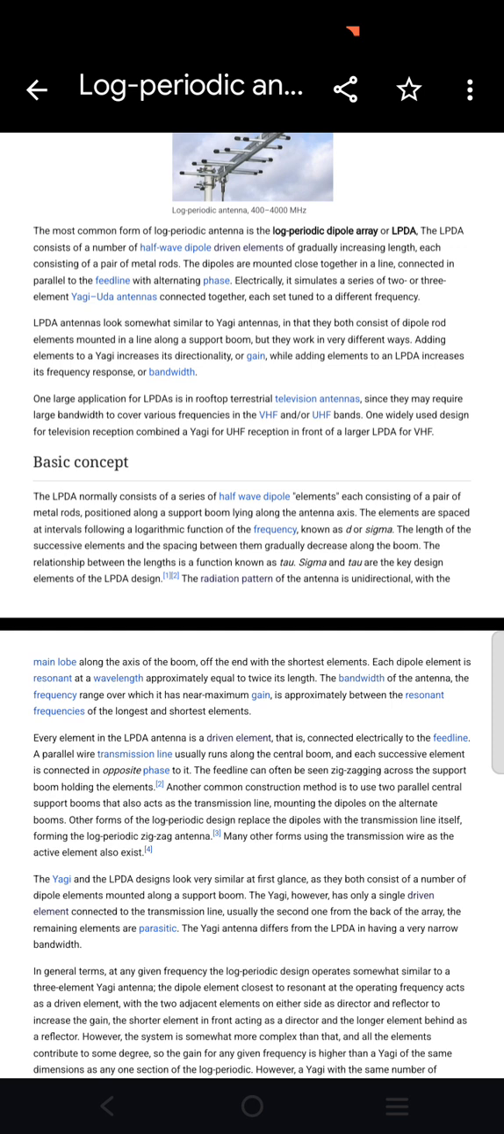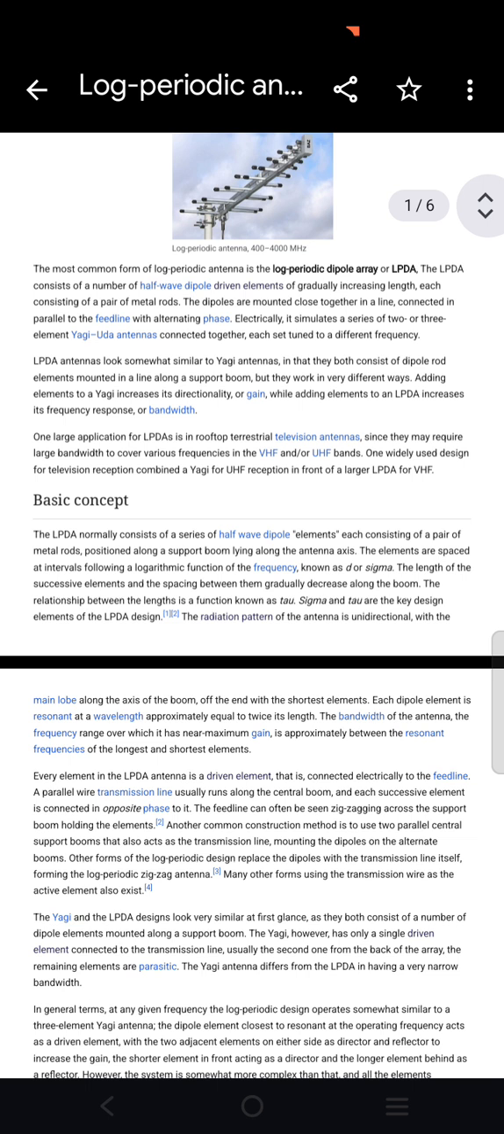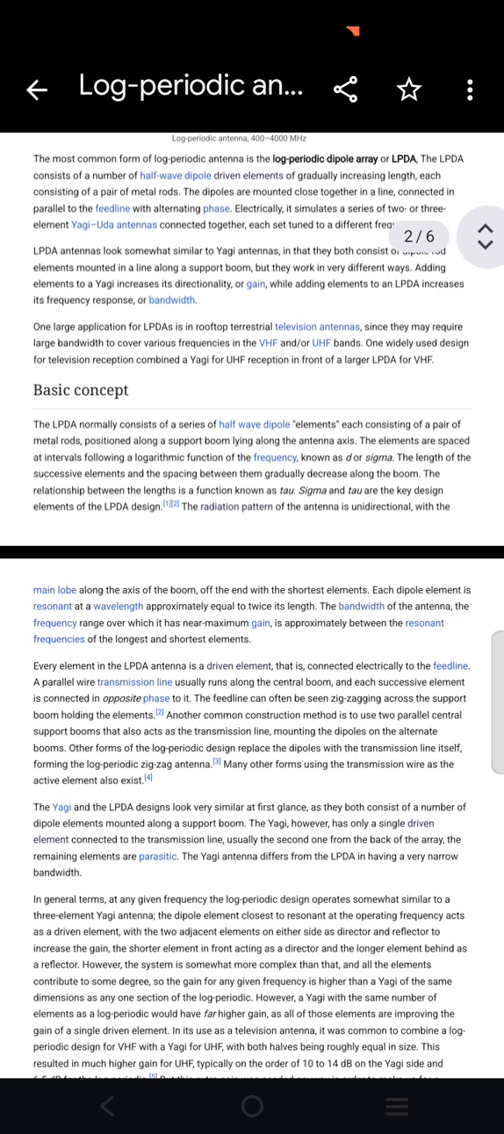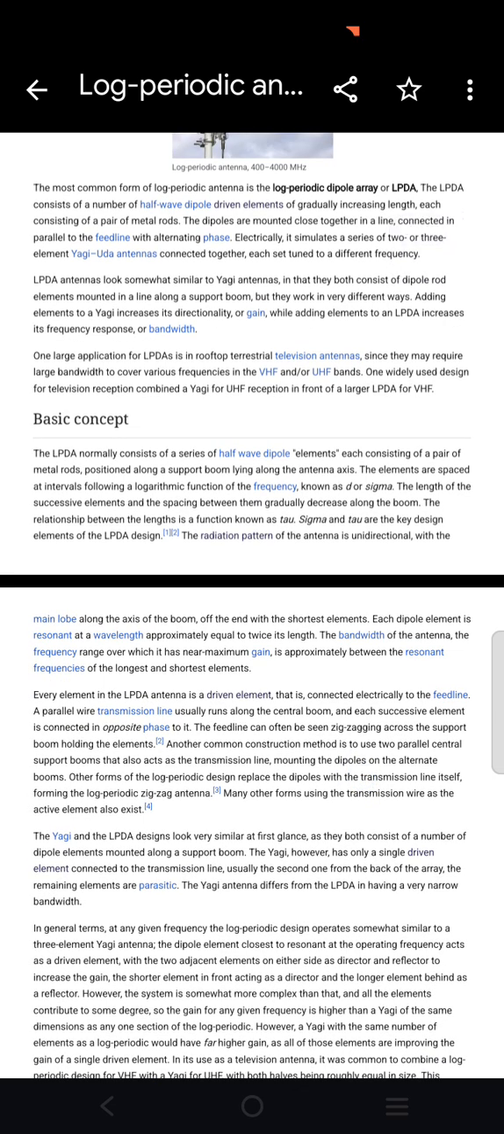A log periodic dipole antenna looks somewhat similar to a Yagi antenna in that they both consist of dipole rod elements mounted in a line along a support boom. But they work in very different ways. Adding elements to the Yagi increases its directionality or gain, while adding elements to a log periodic dipole antenna increases its frequency response or bandwidth.